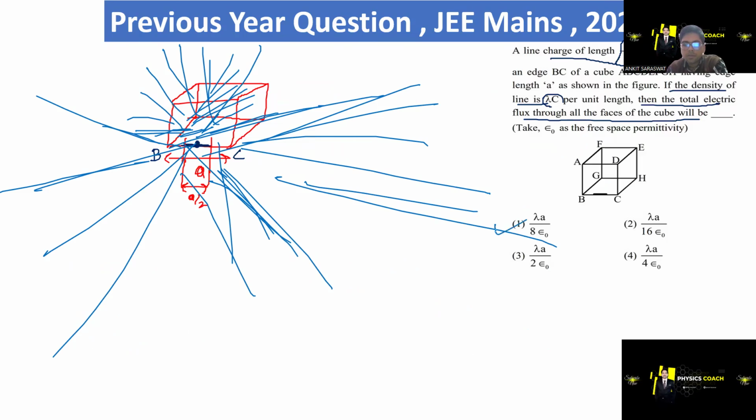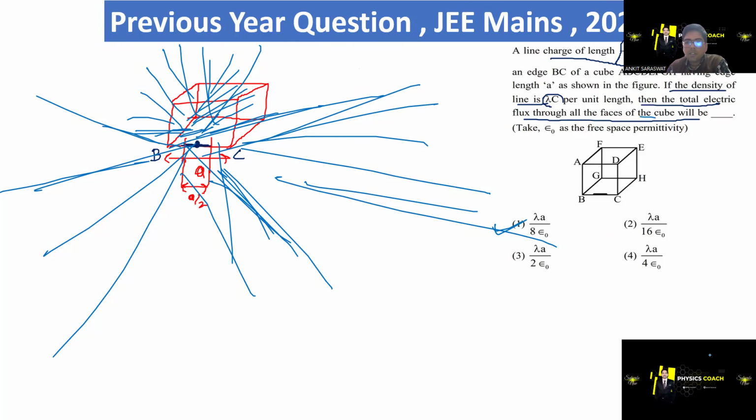Before applying Gauss theorem, again I am saying, the surface must be closed. First thing, there should be symmetry. We can apply Gauss theorem whether there is symmetry or not, but it is more useful when there is symmetry. Is it clear? Any doubt you still have, you can ask. So from a single cube, lambda A by 8 epsilon naught flux is linked with all the faces of the cube. I hope you understood.